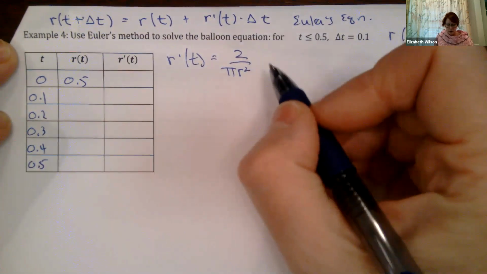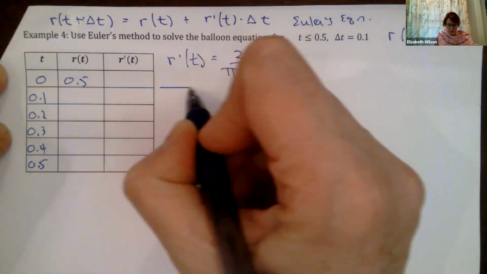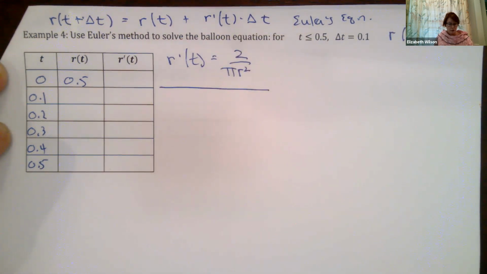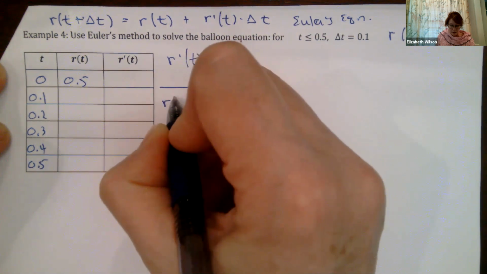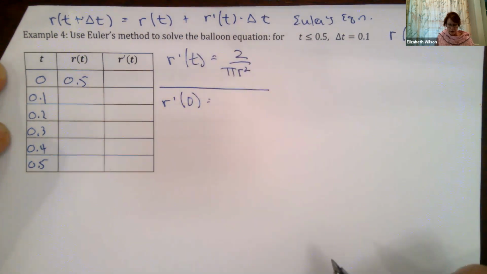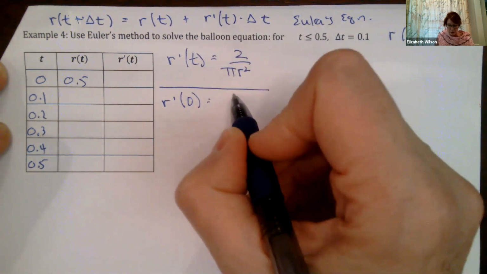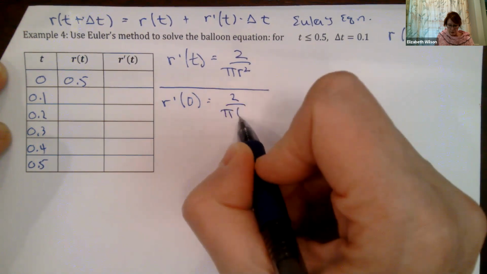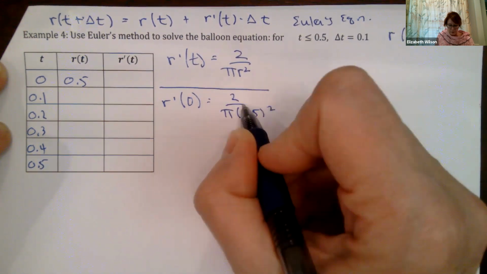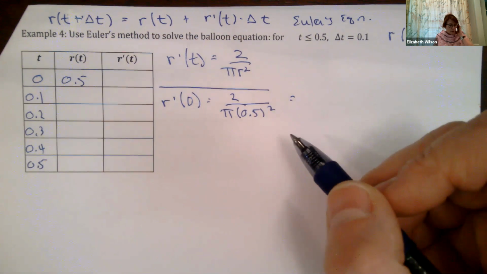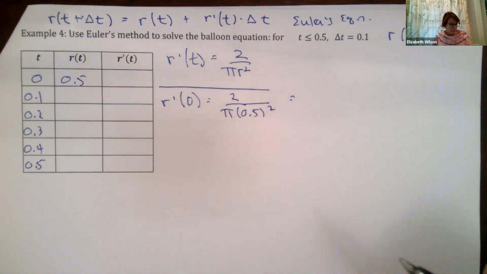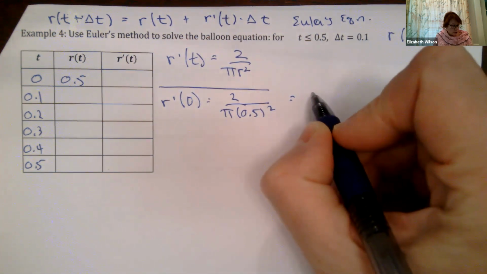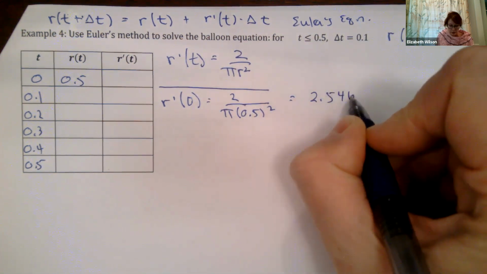All right, let's start calculating our different pieces. First I need to calculate my derivative at time 0, so I plug that in: 2 all over pi times 0.5 squared. I'm going to use my pi button to figure out what that is. What I got was 2.546.